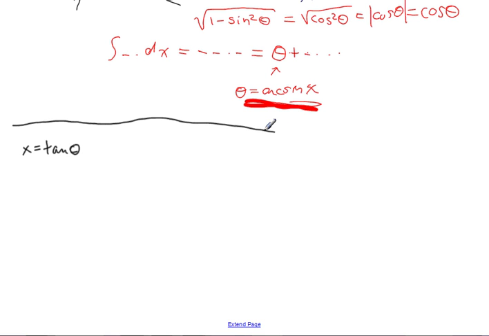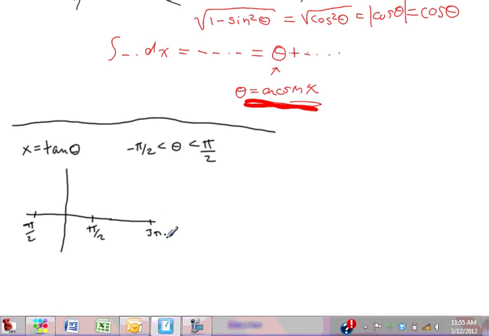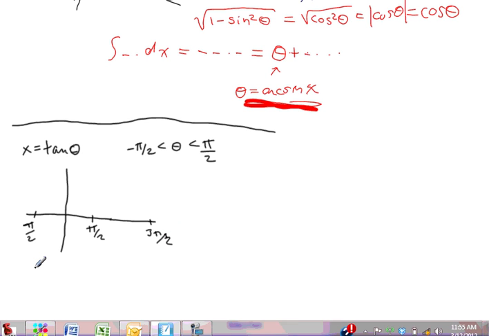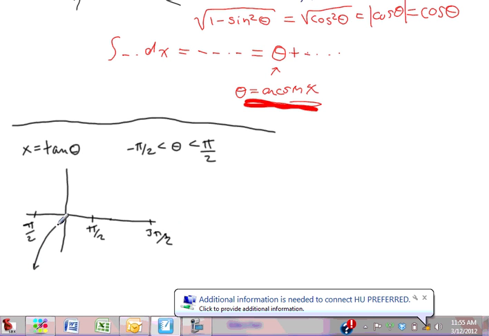Again, the standard restriction of tangent theta is negative pi over 2, strictly less than theta, less than pi over 2. And if you look at the graph of that, that makes sense, right? Because the graph of tangent goes from negative pi over 2 to pi over 2. And of course, it repeats over and over again. It's got period pi, right? We could go to 3 pi over 2 and so on. The graph has vertical tangent asymptotes at negative pi over 2 and at pi over 2. And it repeats like that.